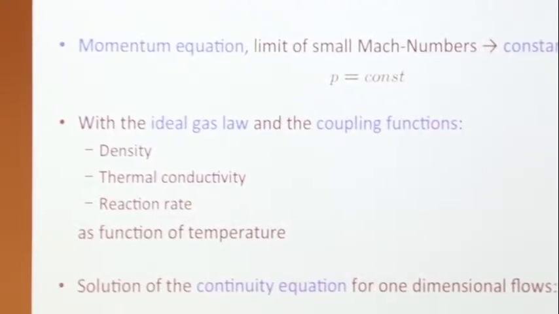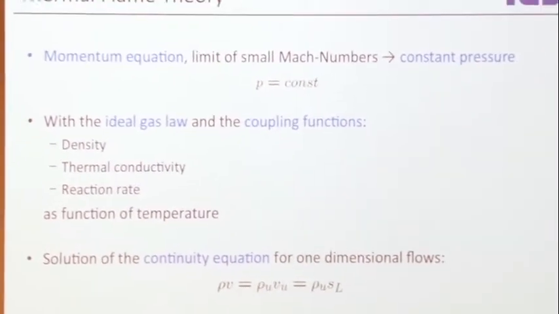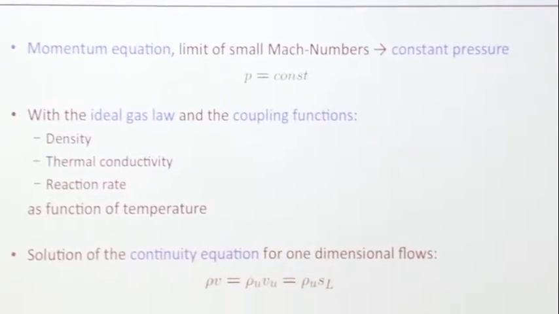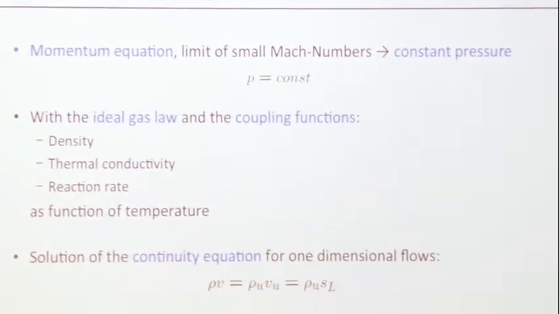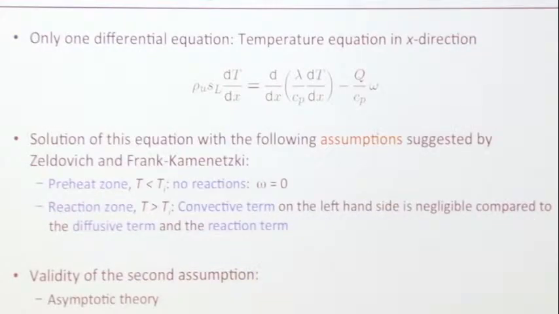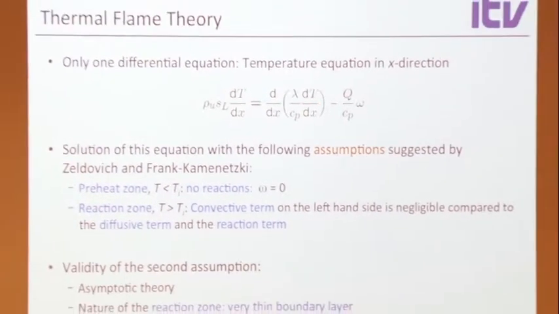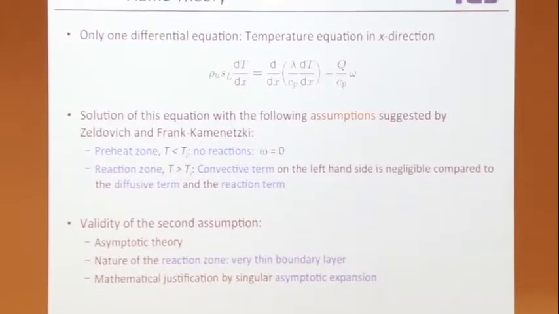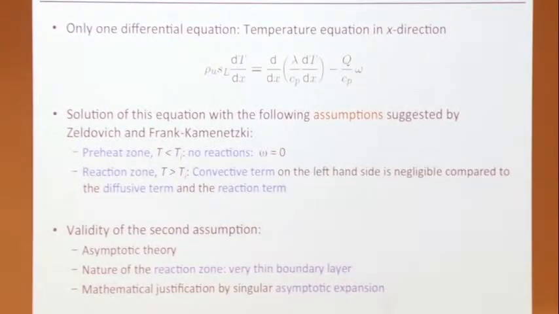So we make a low Mach number assumption here. Pressure is constant. So everything is now just a function of temperature. Again, we can integrate the continuity equation. Here, rho V is equal to rho U times SL. And then this is the temperature equation, and this is the only equation we need. It has SL, which is what we want at the end of the day. It has the chemical source term, and the chemical source term now is quite complex. It's very nonlinear, so it's not easy to integrate this.